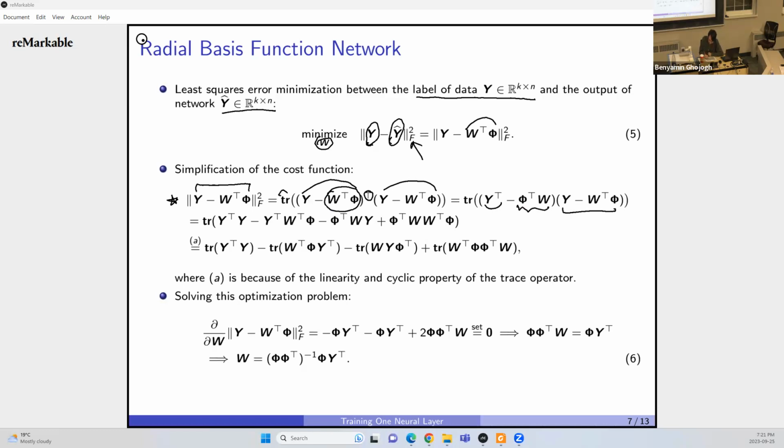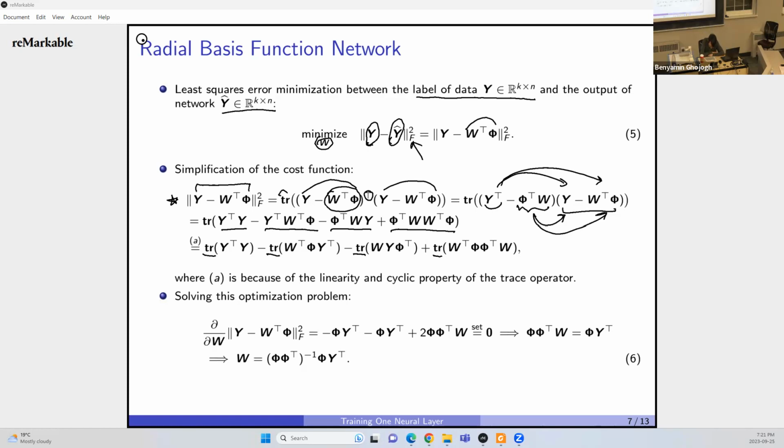Now I have these 2 terms multiplied by 2 terms, so I have 4 terms. Let's multiply the terms by each other. I have y transpose y minus y transpose W transpose phi minus phi transpose W y plus phi transpose W W transpose phi. Okay. Now, trace is a linear operator, so I can apply it on the elements, right?